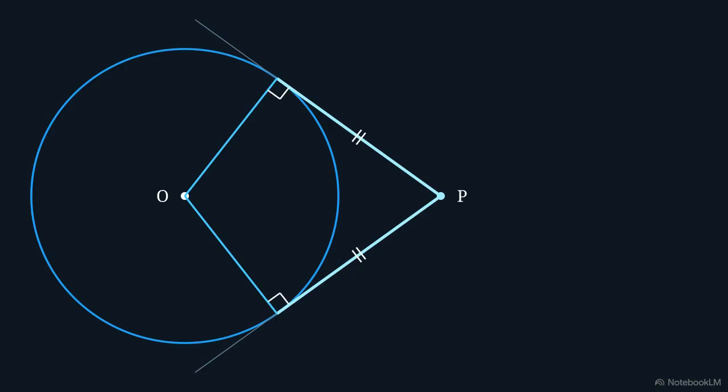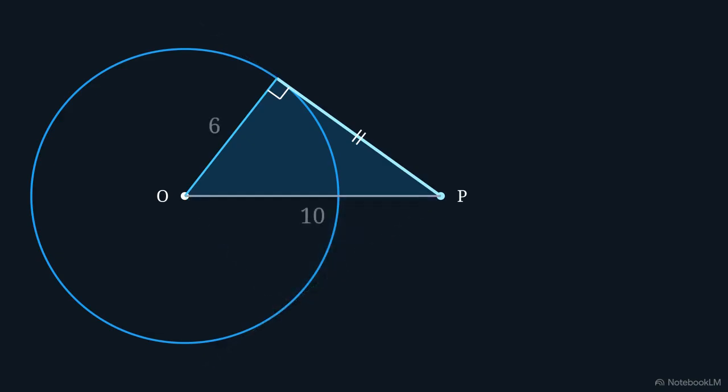We can prove this by revealing the internal structure. If we draw radii to both points of contact and connect the center to our external point, we perfectly divide this shape into two mirrored right-angled triangles.